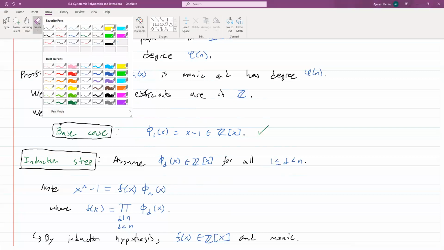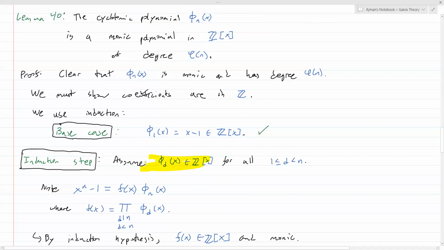So for all d less than n, assume that this has integer coefficients. Okay. Now what?